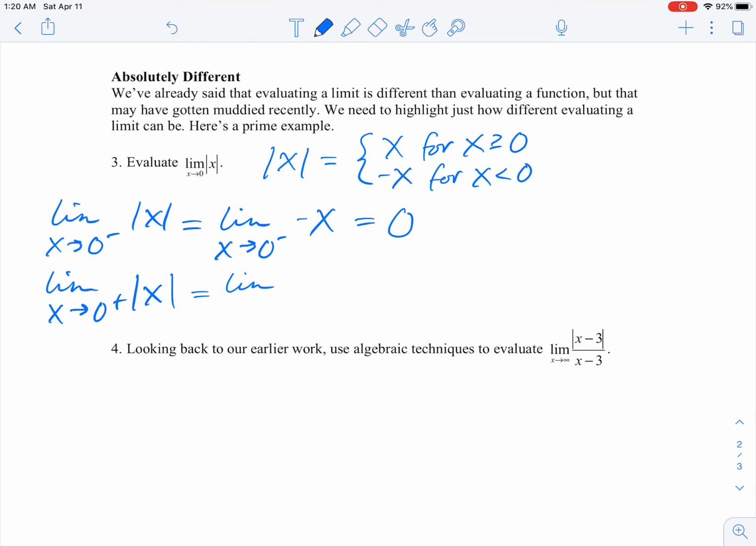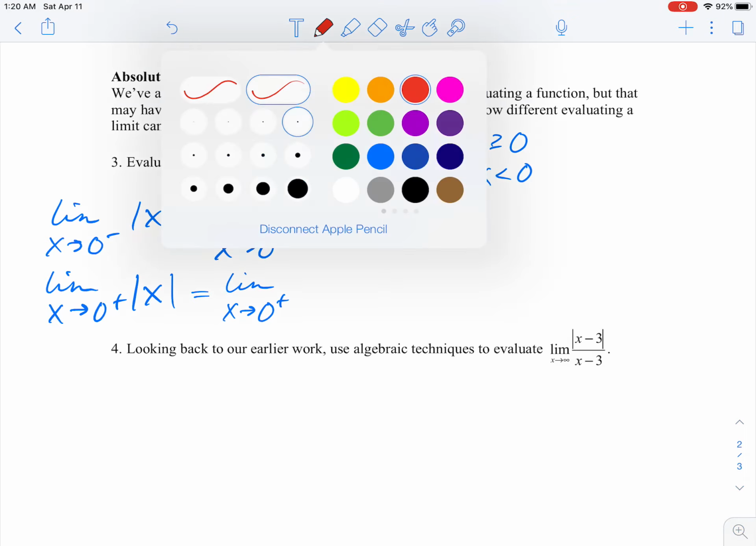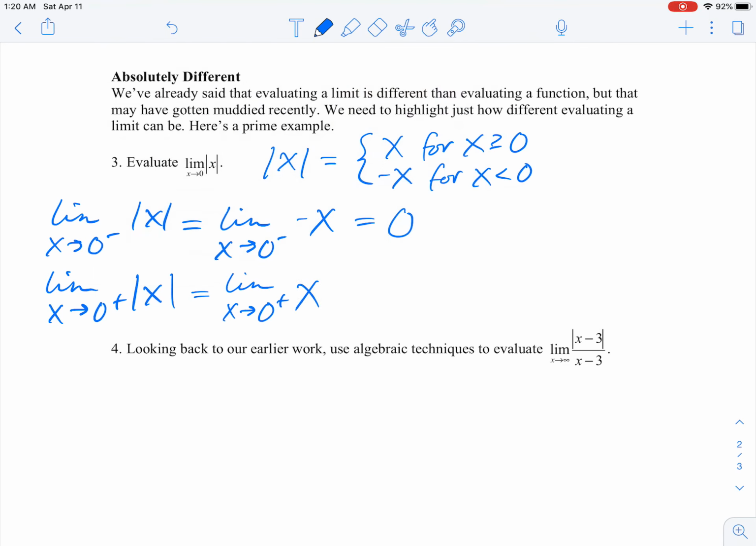Let's now move down and take a look at it. Well, limit as x approaches from the right of the absolute value of x. That means that we're living in the territory defined by the top part of our piecewise function. So that's the limit as x approaches 0 from the right of just plain old x. And that's also easy to evaluate. That's also just 0. Aha! And here we have it.